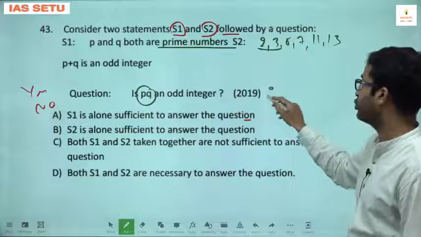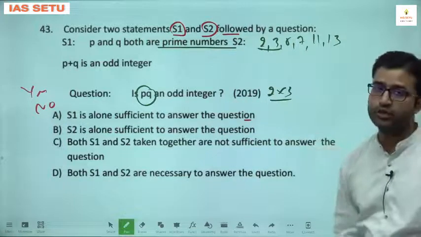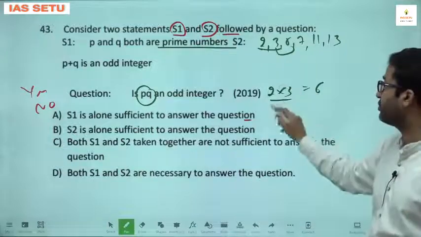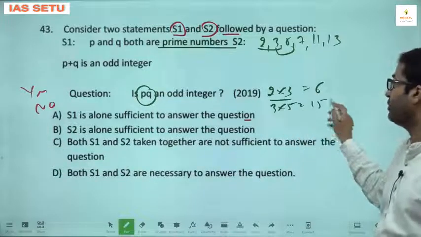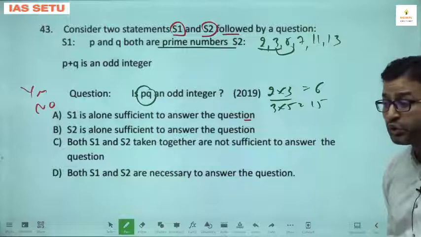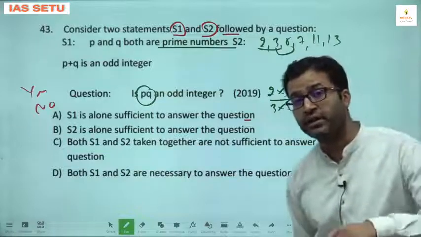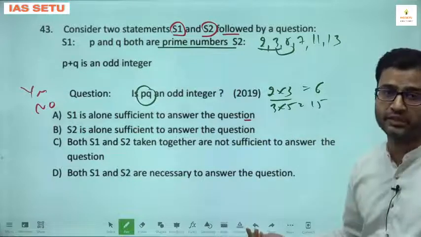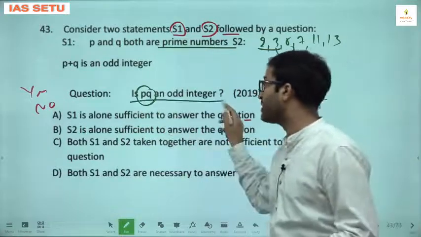If I take 2 into 3, it is coming 6. But in case I take 3 and 5, I'm getting an odd number, 15. It means you are saying if one of the prime numbers is 2, then no, otherwise yes. It means you confuse me. You are not saying clearly whether p into q is an odd integer.